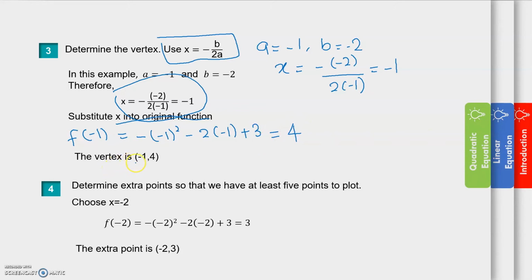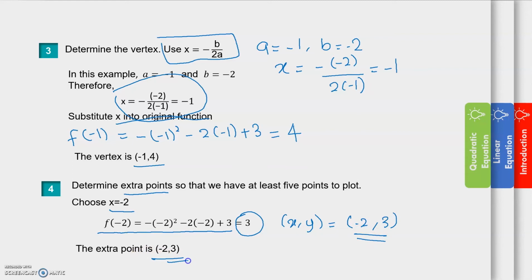So the vertex here is (-1, 4). And then the next step, we can determine an extra point. In this case, let me choose x equal to -2. You can choose any value of x here. When we choose x equal to -2 and substitute in our original equation, we get the answer equal to 3. This means that the values of x and y are -2 and 3. This is our additional point.